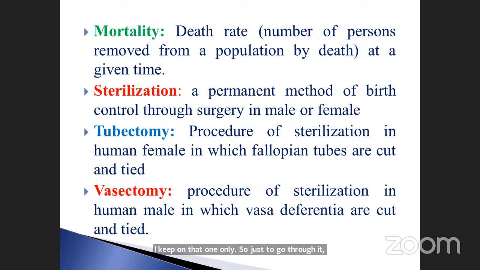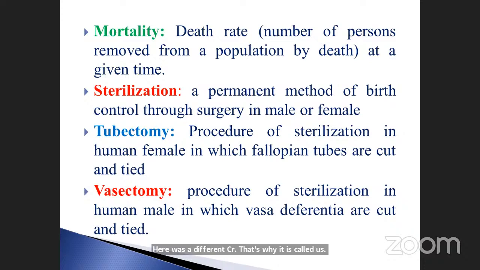Sterilization is a permanent method of birth control through surgery in male or female. Tubectomy, tube, is nothing but the female. Note it down, this is very important. Tubectomy is a procedure of sterilization in human females in which the fallopian tubes are cut and tied. Where does it happen? Female. Likewise, vasectomy is a procedure of sterilization in human males in which the vasa deferentia are cut and tied. Which part is cut? The fallopian tube, that's why it is called tubectomy. Here the vasa deferentia, that's why it is called vasectomy.